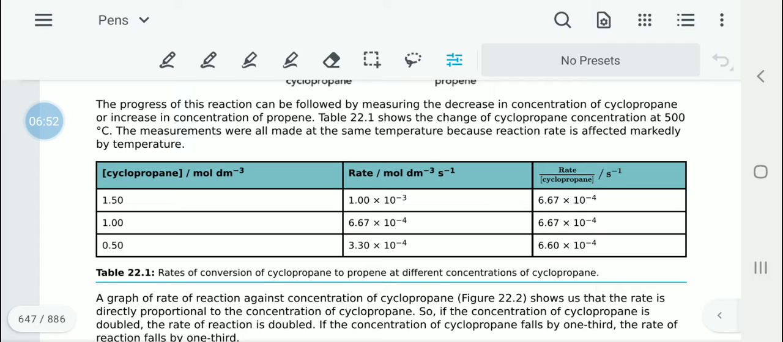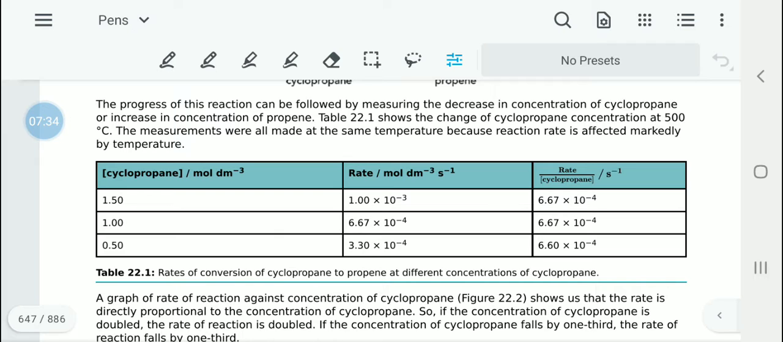So here cyclopropane is 1.50 mole per cubic decimeter. Then the rate is 1 into 10 to the power minus 3. Then the rate upon cyclopropane concentration is 6.67 into 10 to the power minus 4. When the cyclopropane concentration is 1, the rate has been marked as 6.67 into 10 to the power minus 4. So it has reduced. So the rate upon the cyclopropane concentration per second is the same value.